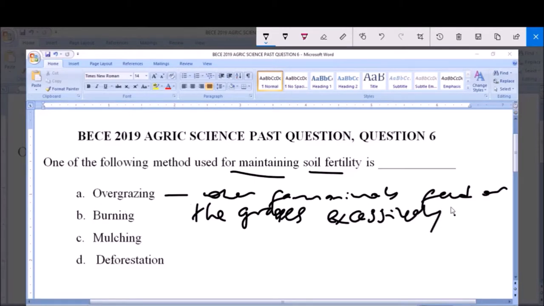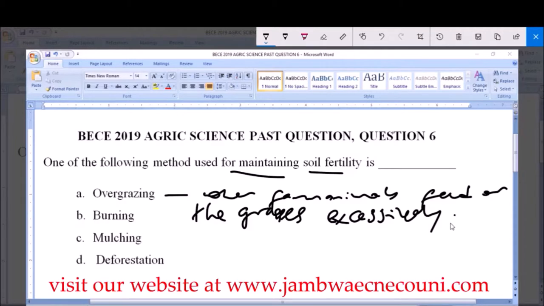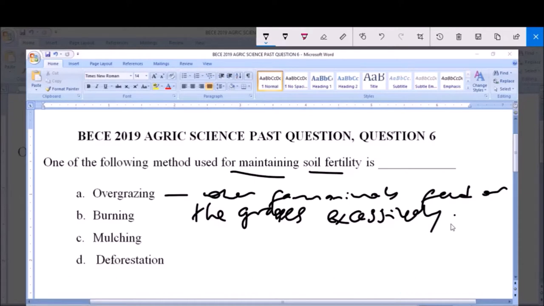And when this occurs, it exposes the surface of the soil, thereby exposing the soil to harmful factors such as sunlight and then erosion by water and by wind. So all this decreases the soil fertility because the erosion washes away the nutrients of the soil, and thereby decreases the soil fertility.